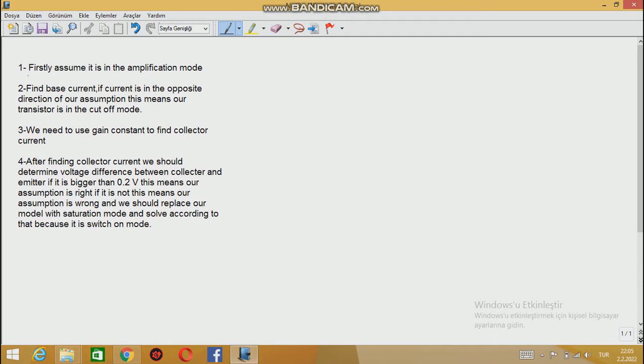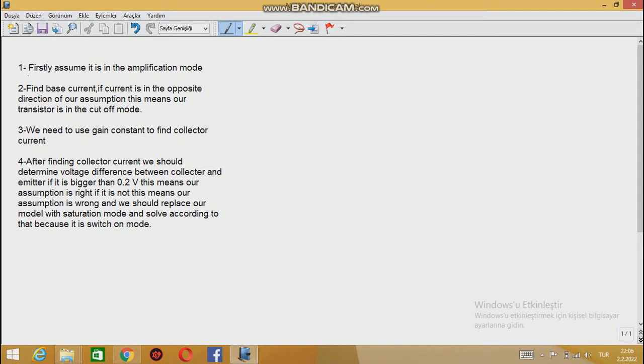So you will be better in the analysis of transistor circuits, because when you look at a circuit which includes a transistor, you can't say directly which mode that transistor is in. You need to analyze it, and according to your assumptions, you are going to find its mode. And already I showed the equivalent circuit models for the modes in the previous video. If you didn't watch, I think you should start from the first video of this playlist and come to this video, because we are making progress video by video.